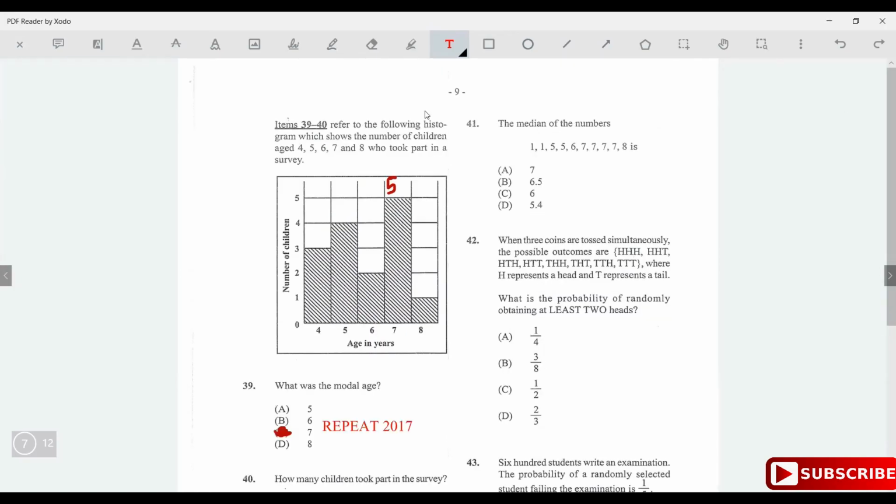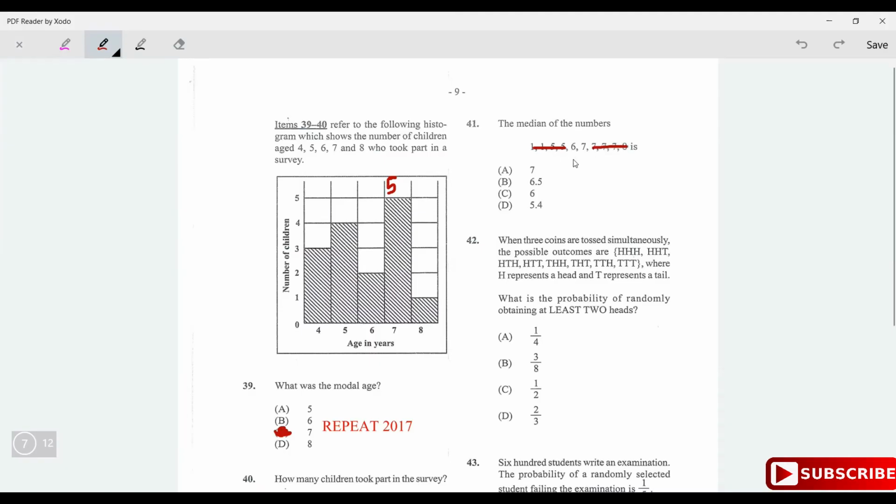The median of these numbers. To find the median is the middle number. So this is 1, 2, 3, 4, 5, 6, 7, 8, 9, 10 numbers. So we're going to cross out these 4, cross out the next 4. And so the median is the average of 6 and 7, which is 6.5. Easy question. That's the median.